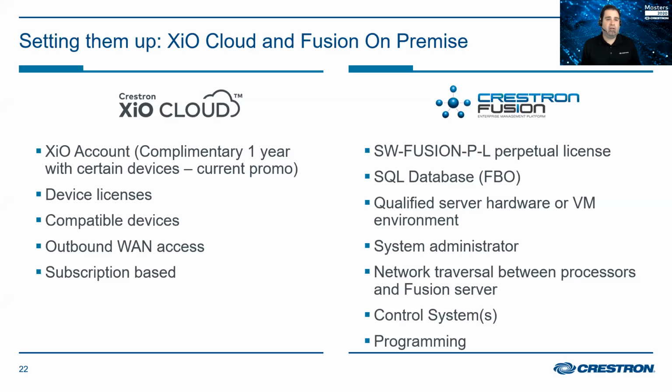Versus Crestron Fusion on-premise. Okay, this is one of the two flavors that Fusion is available in. It is available as a perpetual license. That is, you buy the license, you have it forever. So the end user has that license forever, including support and upgrades. It does require a SQL database. That's where all of that data that Fusion is gobbling up gets written to, okay? And that's what can be queried later for analytics.